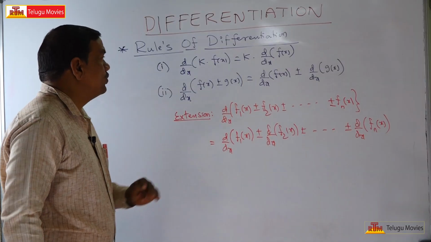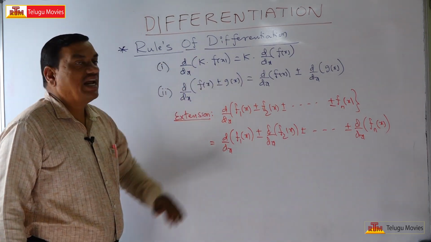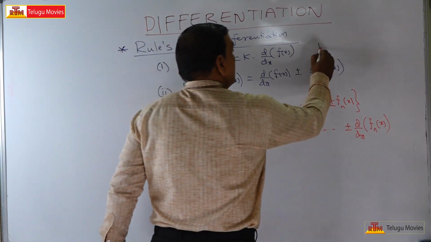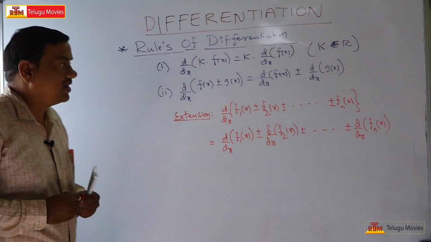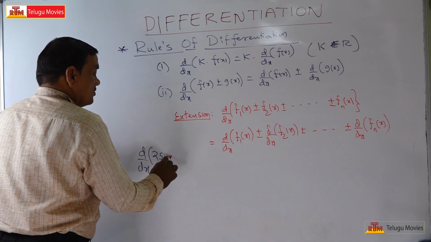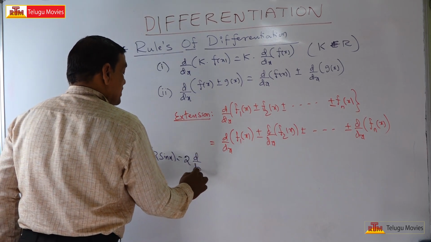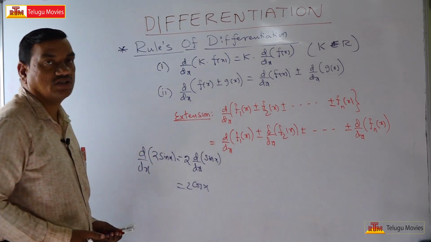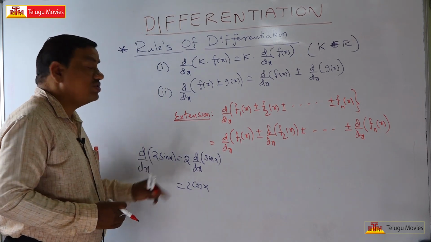Now, welcome to the concept of rules of differentiation. d by dx of k times f of x is equal to k times d by dx of f of x, where k belongs to the set of real numbers. K is a real number. That means whenever you have d by dx of 2 sin x, you can take the 2 outside of the derivative, so it is 2 cos x. Understand this?